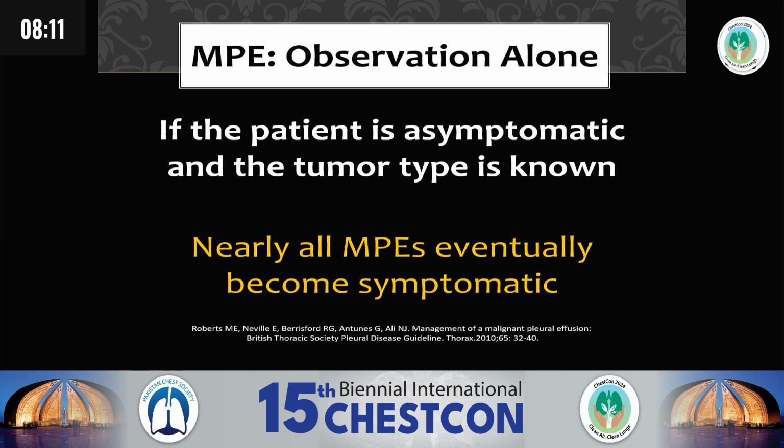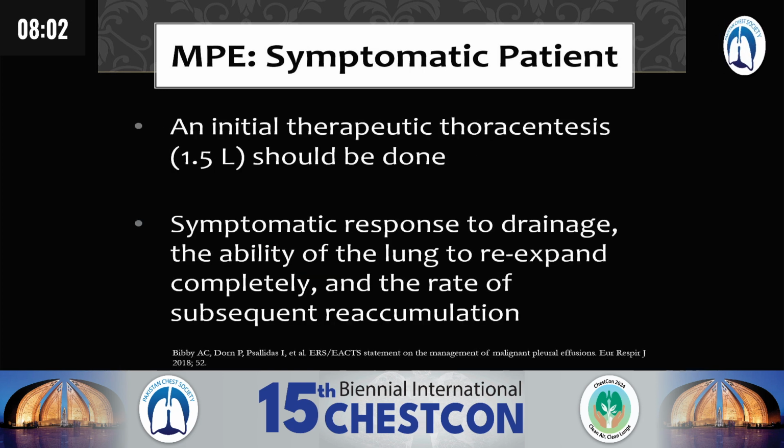Majority of these patients end up having symptoms, and the most bothersome symptom is dyspnea, which can lead to orthopnea. But in a patient who is symptomatic because of a large volume pleural effusion, one should consider a large volume pleural tap up to 1.5 liters. Once you do this tap, you can see the symptomatic response to the drainage, the ability of the lung to re-expand, and the rate of subsequent reaccumulation, that is, how long it takes to reaccumulate.